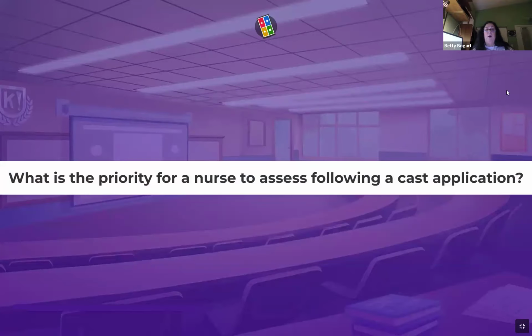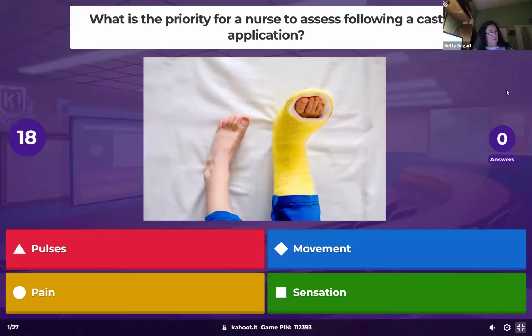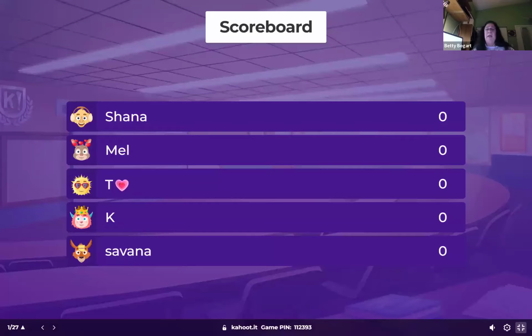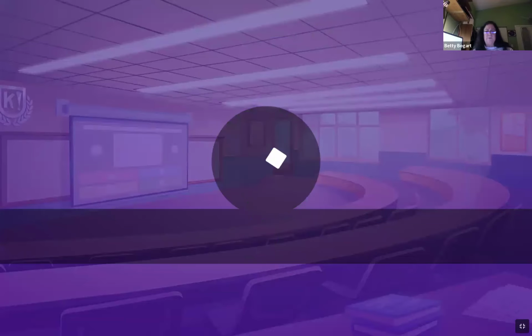Multi. What is a priority for a nurse to assess following a cast application? What's the acronym I told you? There's 6 P's, right? That's what you always check. Pulses, pain, movement, paralysis, sensation, paresthesia. That's what you test. You check for making sure blood's going where it needs to go.